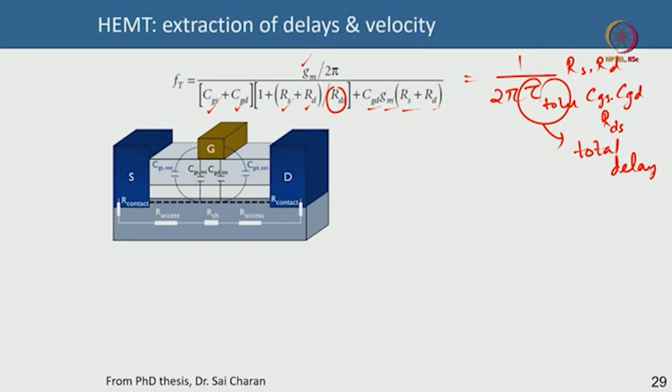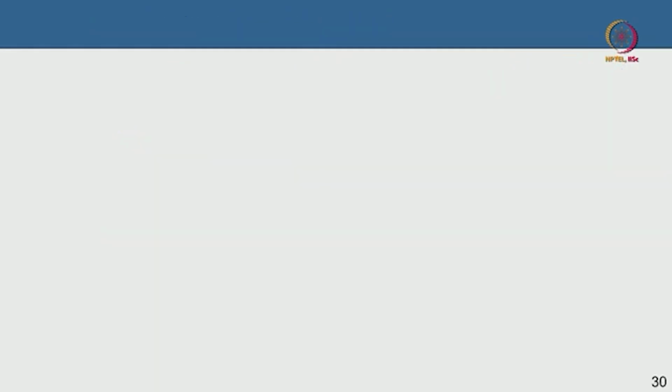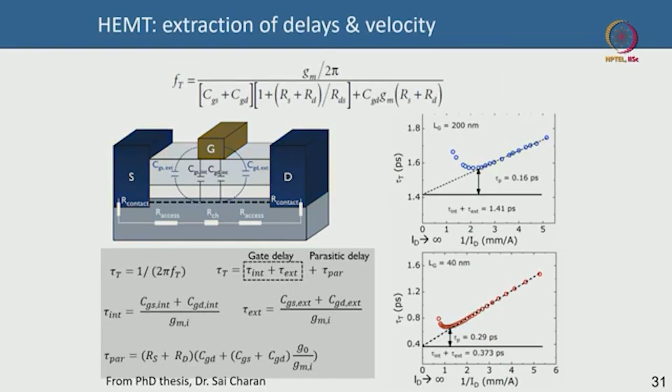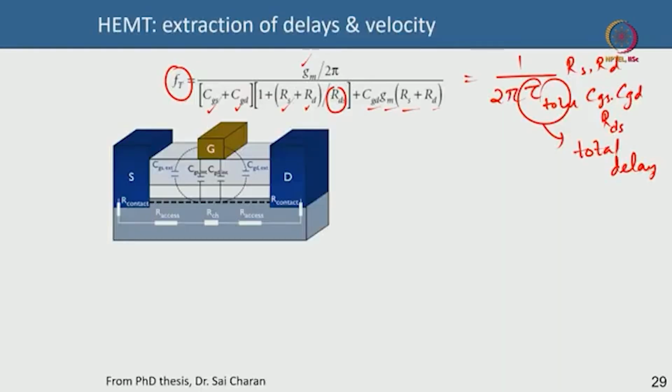So the total delay actually gives you the cutoff frequency here. And what is the total delay? You can broadly define the delay into two parts. One is the gate delay, I will come to that. The delay that happens essentially due to the gate. Gate delay has two parts actually.